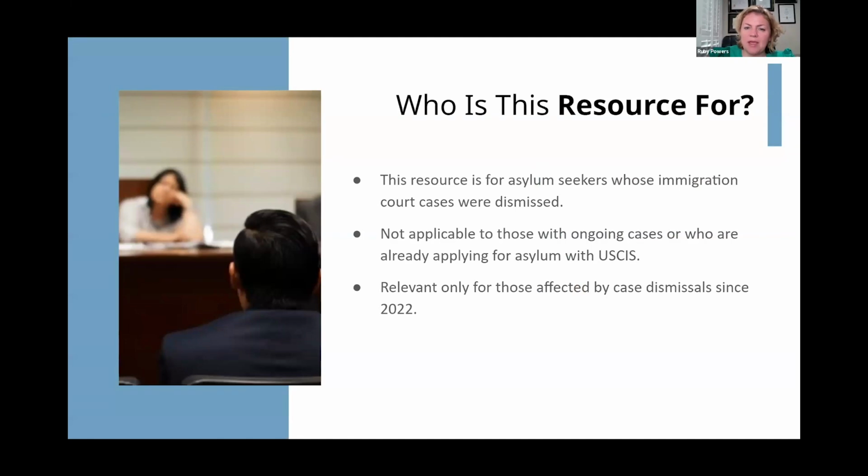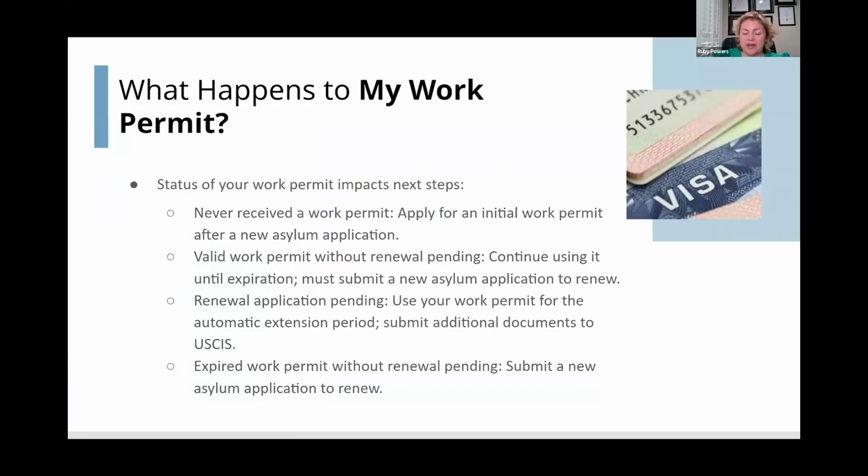So this is something that can happen to asylum seekers, but not just asylum seekers, those who have other things, applying for cancellation of removal, U visa, T visa, TPS, a lot of different things. So anyway, this is something that can affect a lot of different individuals, and so we want just to explain it.